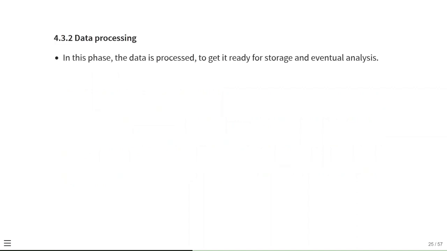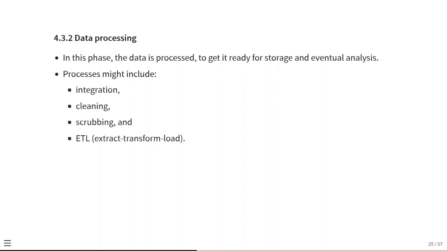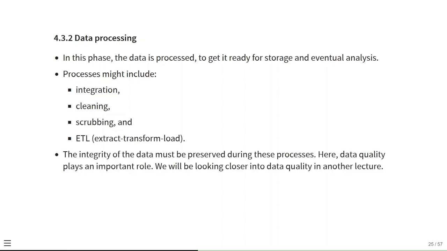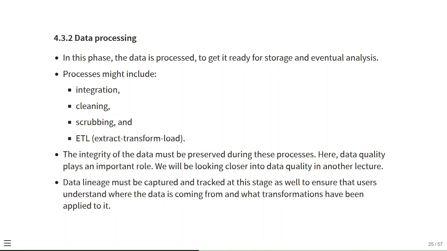In the data processing phase, the data is processed to get it ready for storage and eventual analysis. Processes might include integration, cleaning, scrubbing, and extract, transform, load pipelines. The integrity of the data must be preserved during these processes. And here, data quality plays an important role. We will be looking closer into data quality in another lecture. Data lineage must be captured and tracked at this stage as well to ensure that users understand where the data is coming from and what transformations have been applied to it.